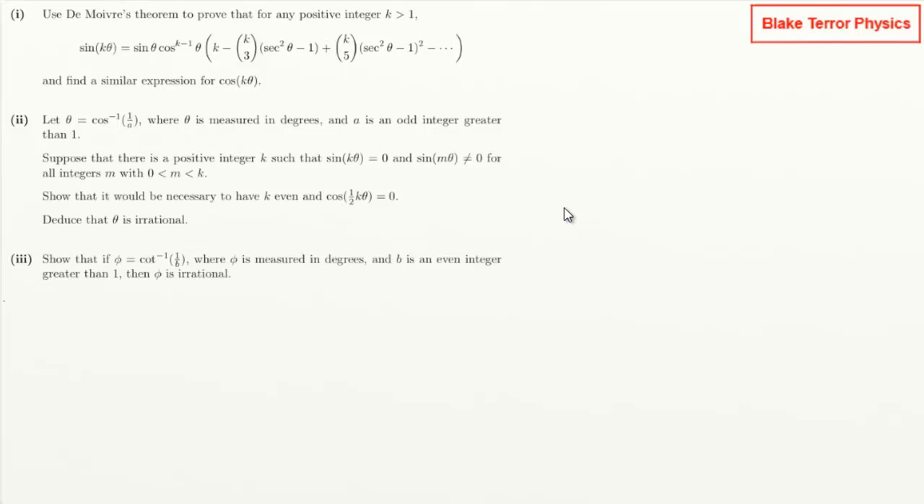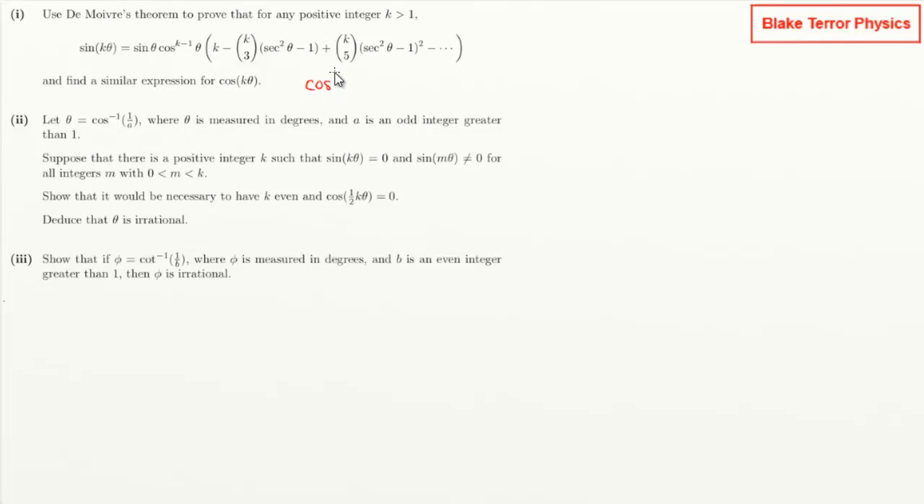Hello, this is question 8 from the Step 3 paper in 2022, starting with some de Moivre's theorem here. So we need to prove that for any positive integer k greater than 1, that we've got all of this, and then we need to do the same again for cos. So let's set out de Moivre's theorem then.